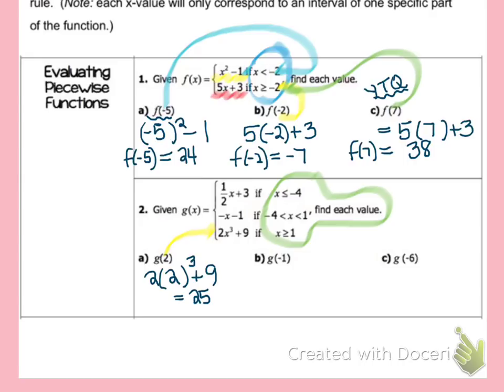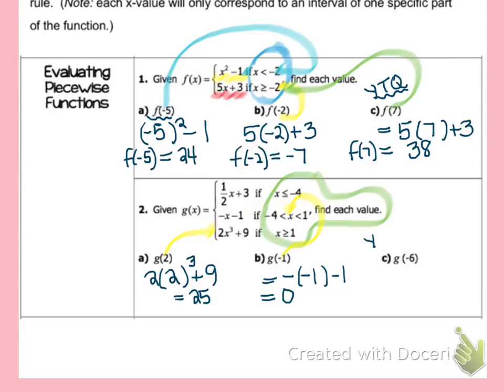Let's try one more. So g of -1. g of -1 would actually lie in this interval right here because it's between -4 and 1. And so that means I'm going to substitute into the -x minus 1 function. Again, I'm using parentheses, so when I substitute my -1 in, it says take the opposite of it and then subtract 1. The opposite of -1 is 1, and then minus 1 is 0. So g of -1 is 0.